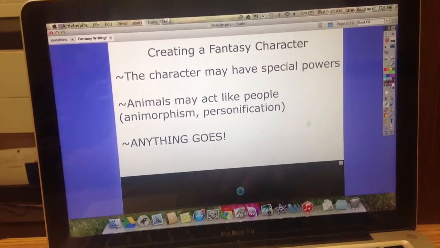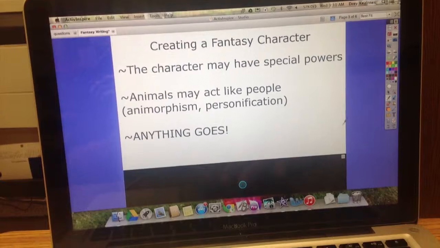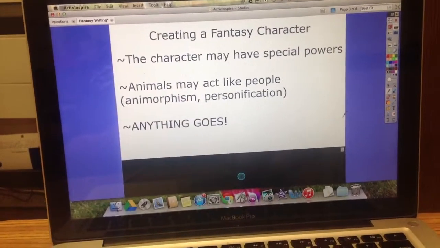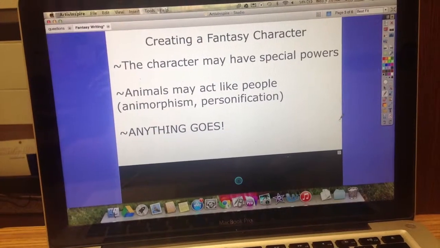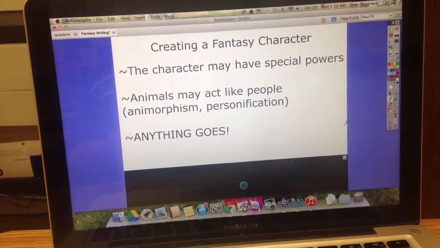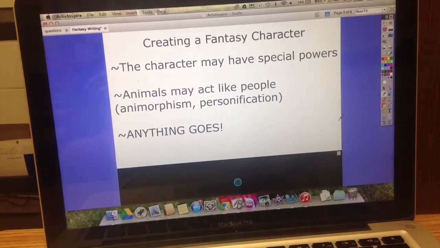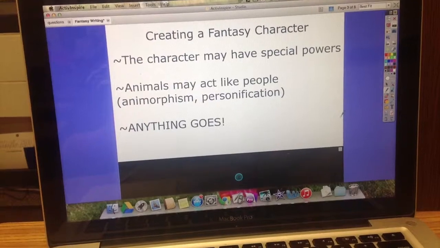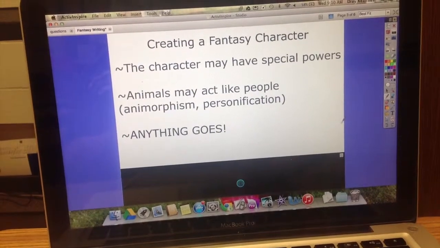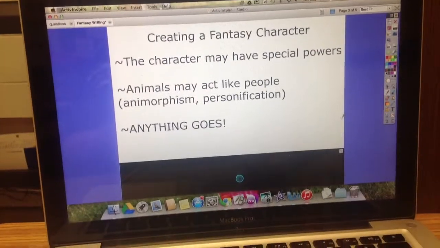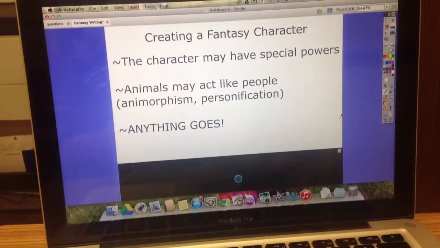Another important thing for you to remember when you're creating this fantasy character is that anything goes. Don't be afraid to try new things. Don't be afraid to go way outside the box. Say you draw the crab, and if you want this crab to be tie-dye colored, speak French, and live inside a volcano, that's fine. Anything goes. Don't be afraid to be very creative.